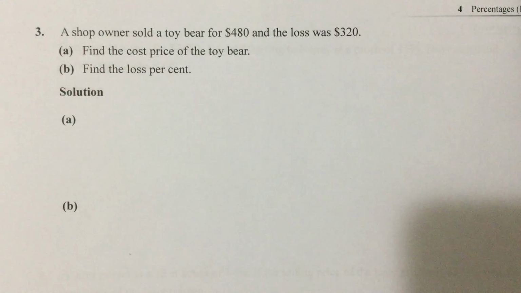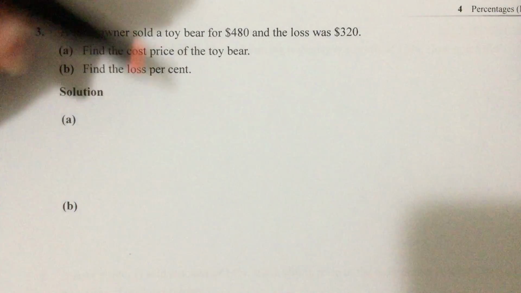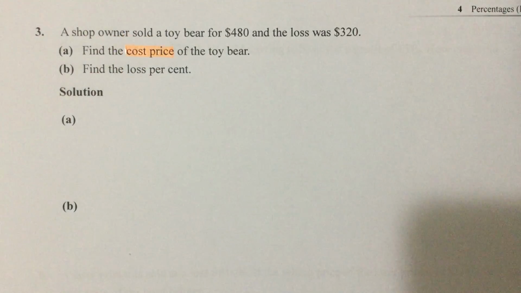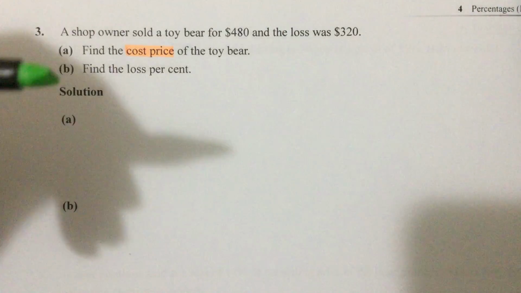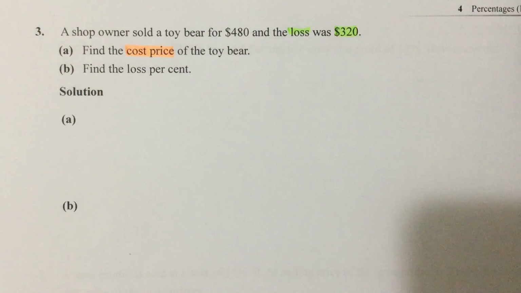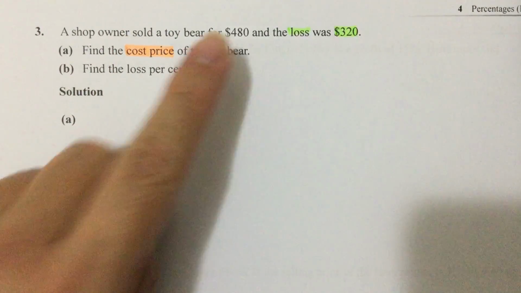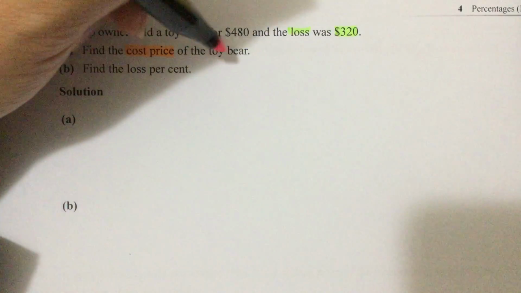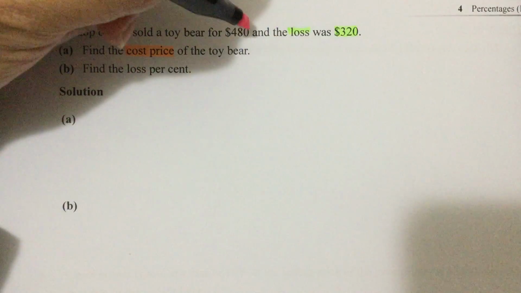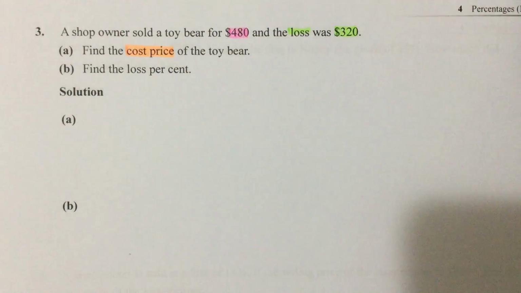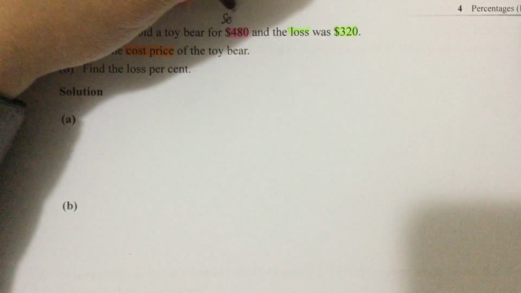Okay, now pay attention. This time you will see the cost is what we are going to find. And then you will see the loss. Obviously, this time I've given you the loss, 320. And then what is 480 here? Sold a toy bear for 480. So this one is the selling price.